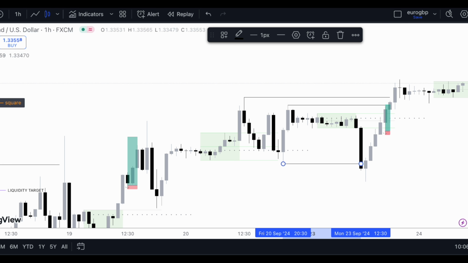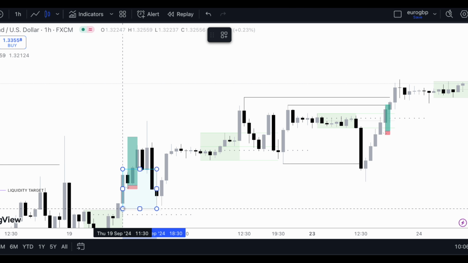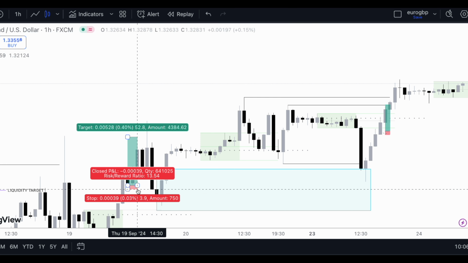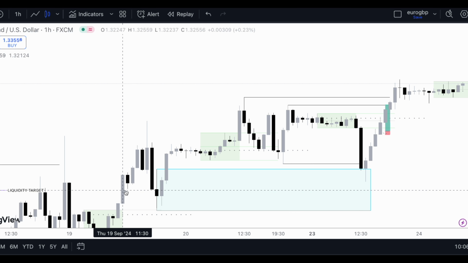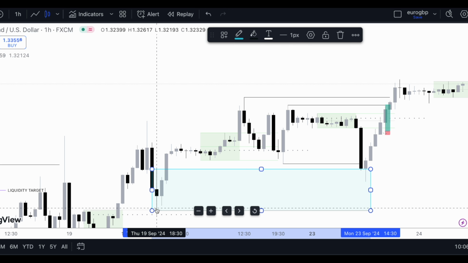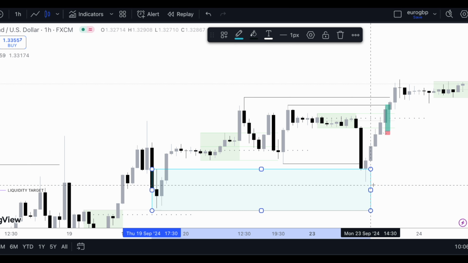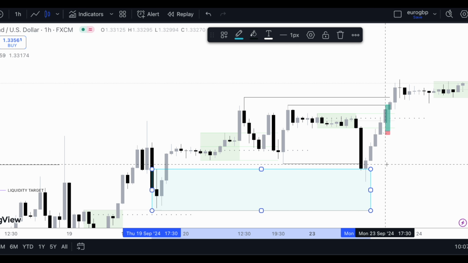And now let's mark out the POIs. So this was the last down candle that took out the liquidity from these lows. As you can see, this was the last down candle. So this was already mitigated during the London session, so I was expecting the price to go higher and take out these liquidity points.